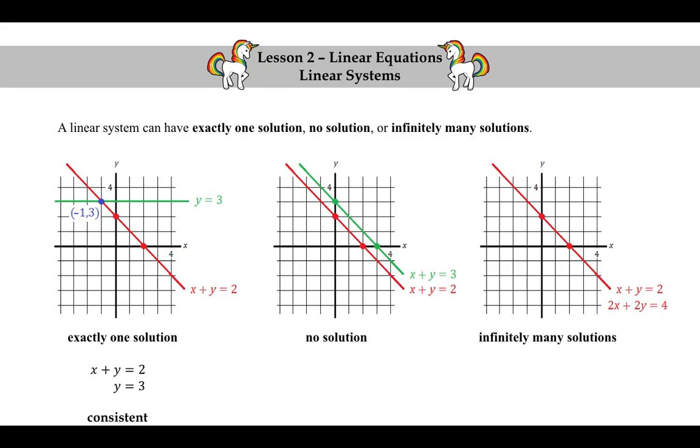The first example is a system of equations that is consistent because it has a solution. The second example is of an inconsistent linear system because it has no solution. And the third example is also of a consistent linear system because it has solutions.